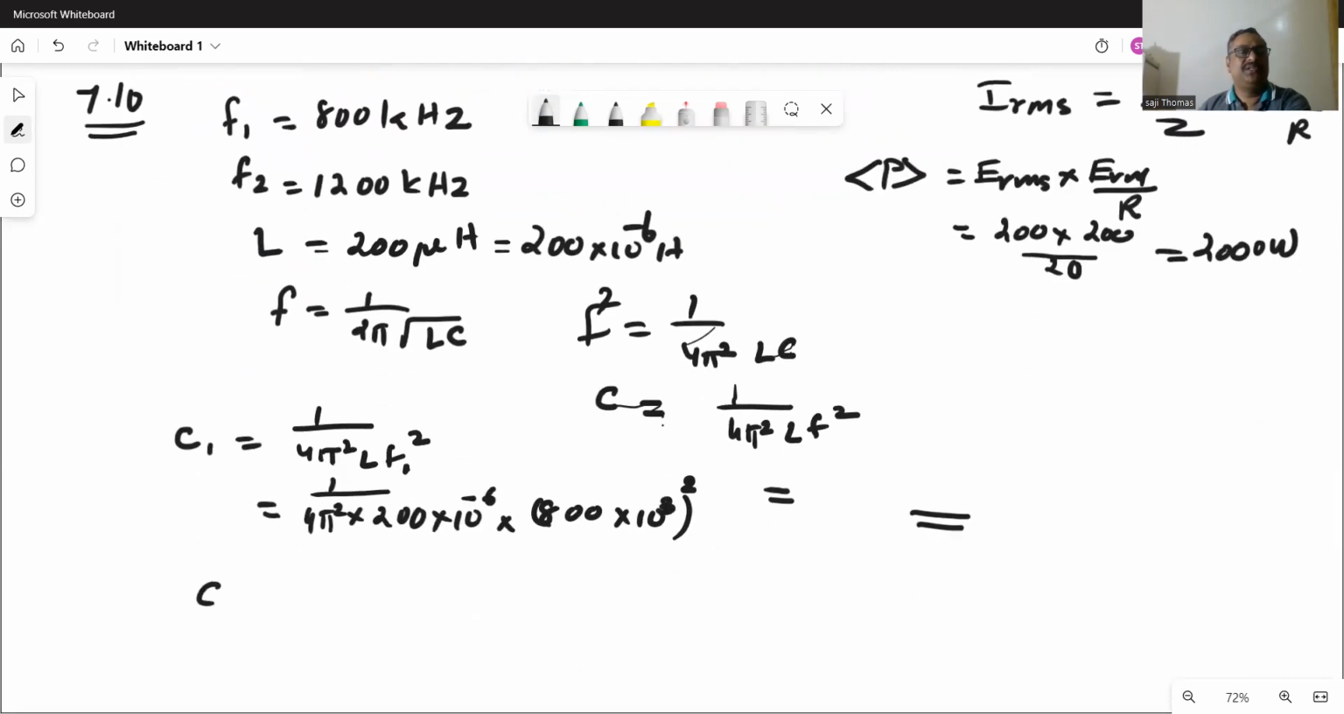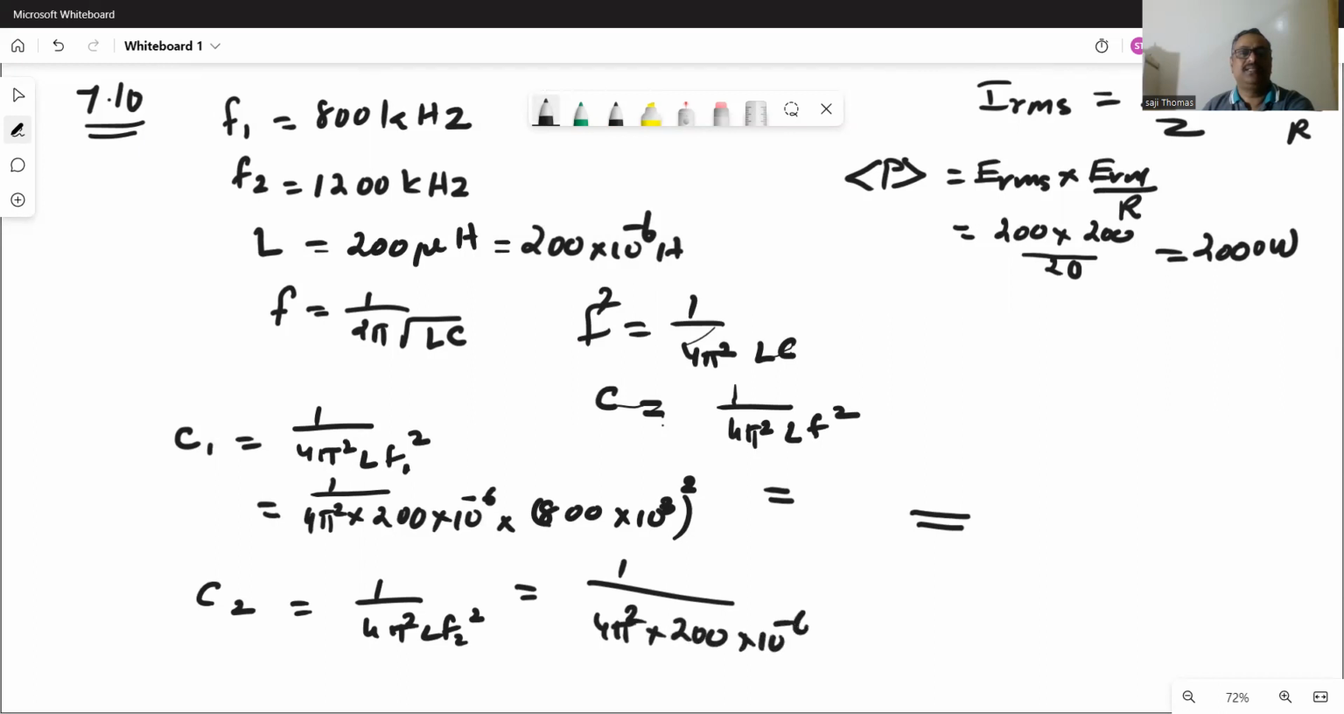In a similar way, we can find out C2. 1 by 4 pi square L F2 square. So just substitute 1 by 4 pi square, 200 into 10 raised to minus 6, into 1200 into 10 raised to 3, the whole square. Find the answer. You have to do the calculation yourself. Then we will do the next question.